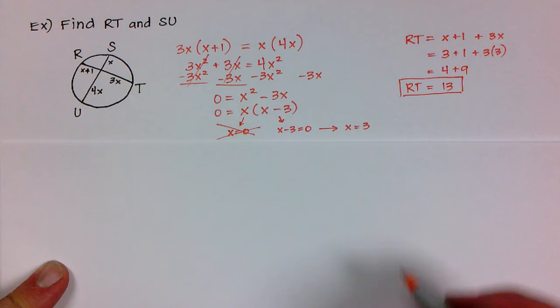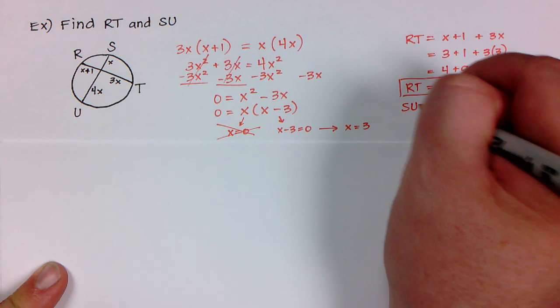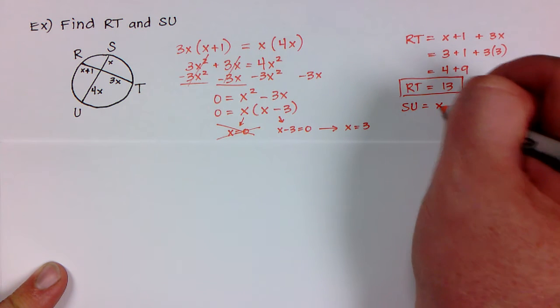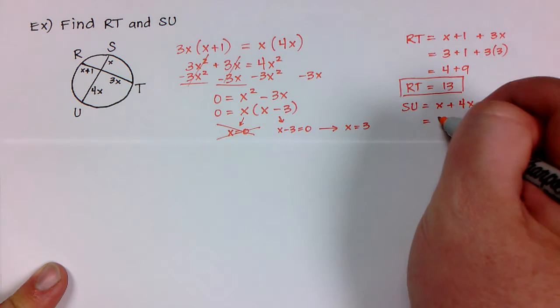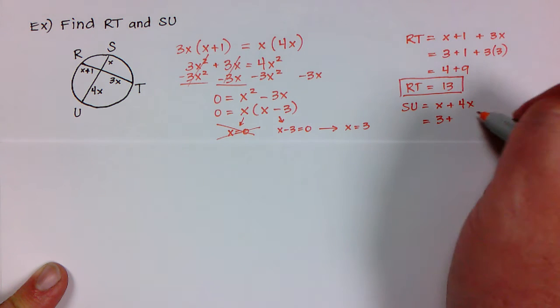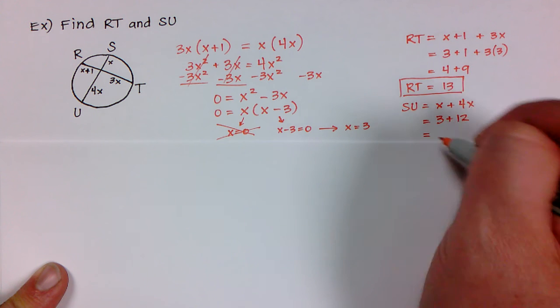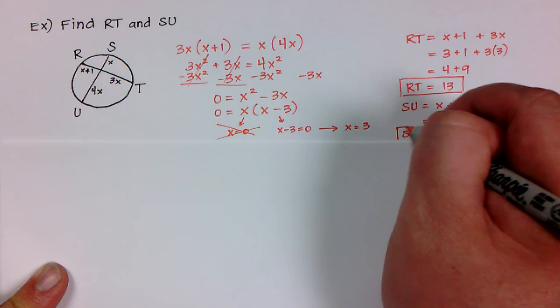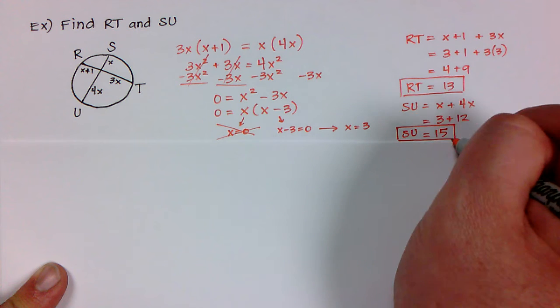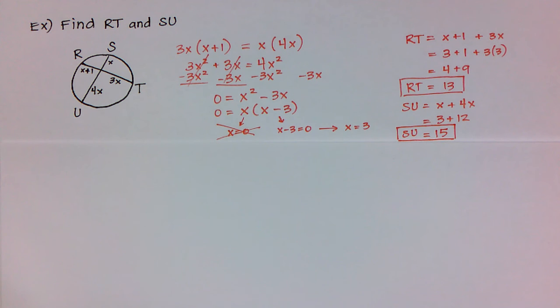And then let's do SU the same way. SU is the same as x plus 4x, which is 3 plus 3 times 4, which is 12, which means that SU is 15. So you have to remember your algebra for this problem.